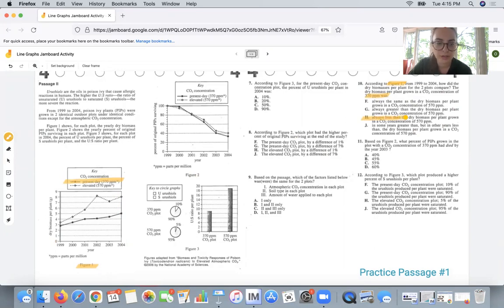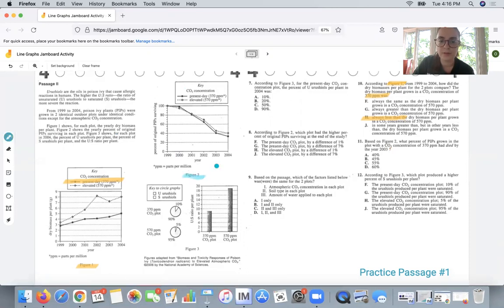Let's see if there are any other questions about figure 1. That one's figure 2. That one's figure 3. All right, so we've done our figure 1 questions. Now let's look at our figure 2 questions. I'll use a different highlighter color. Let's use blue. All right, figure 2 is this line graph above here. Pretty similar line graph. If you pay attention to the axes, just like this previous graph, we've got years on the bottom. And then over here on the y-axis, looks like they're looking at percent of the original plants surviving.